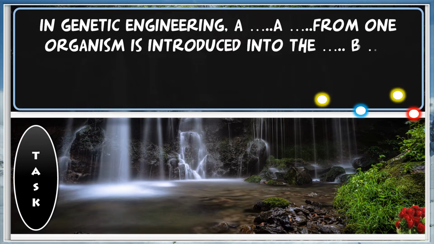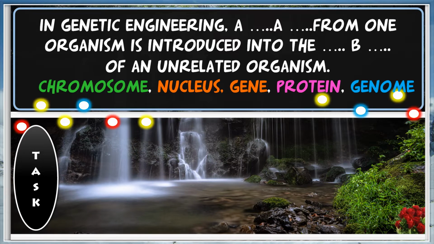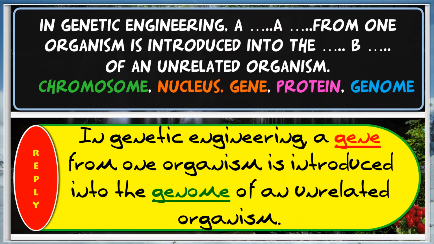In genetic engineering, a dash from one organism is introduced into the dash of any related organism. Fill in the missing words from the following words: chromosome, nucleus, gene, protein, genome. In genetic engineering, a gene from one organism is introduced into the genome of any related organism.